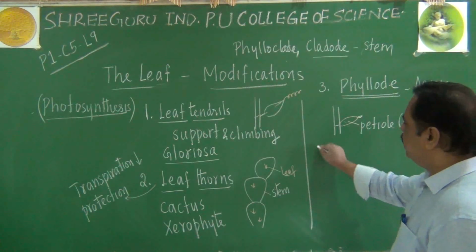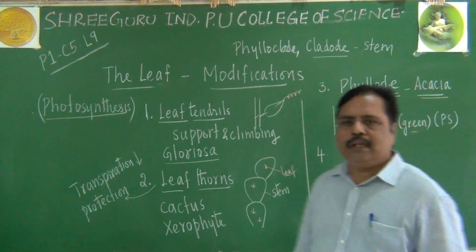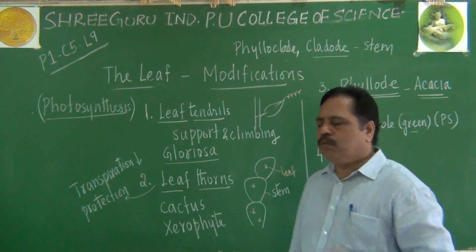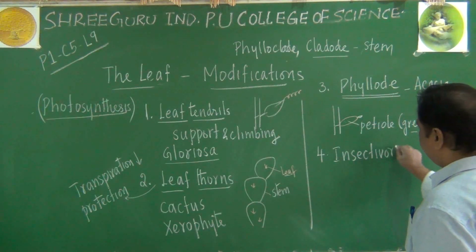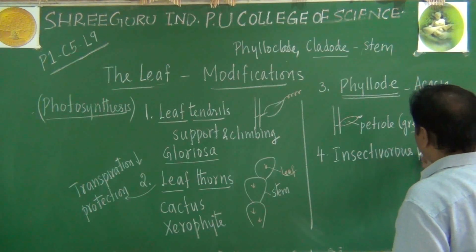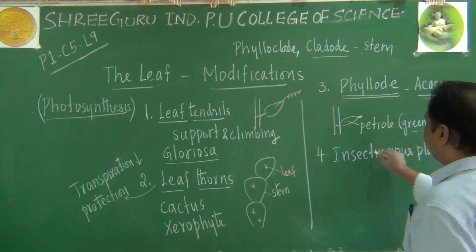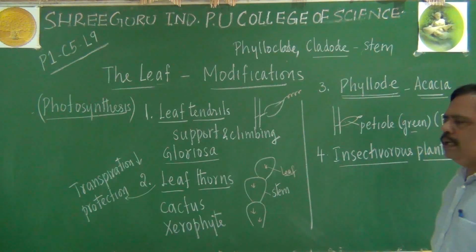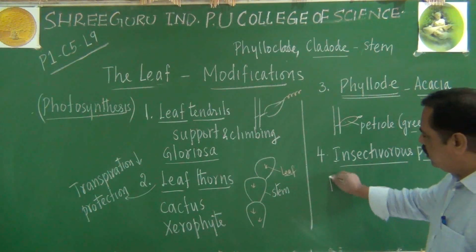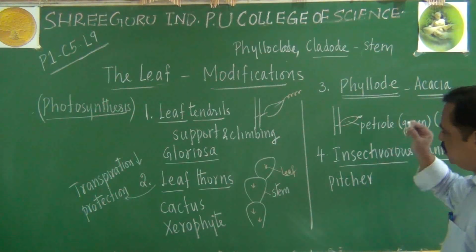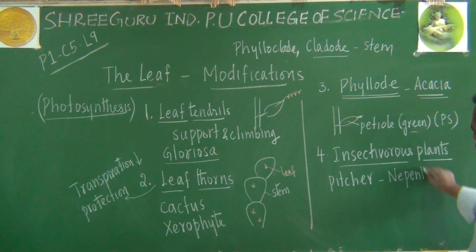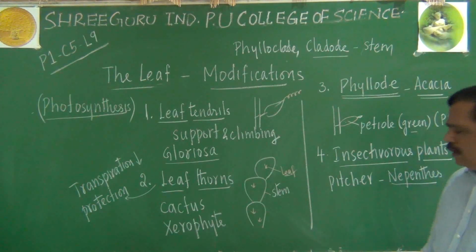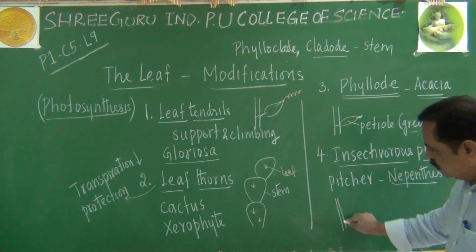Dear students, we can remember another important aspect of leaf modification here. The fourth one is related to insectivorous plants. Remember, insectivorous plants or insectivorous leaves, we can say. You know, in lower classes you might have studied about pitcher plant. There is a plant called pitcher plant. It is biologically called Nepenthes. You may be remembering. In plants like Nepenthes or pitcher plant, the leaf will not undergo photosynthesis.